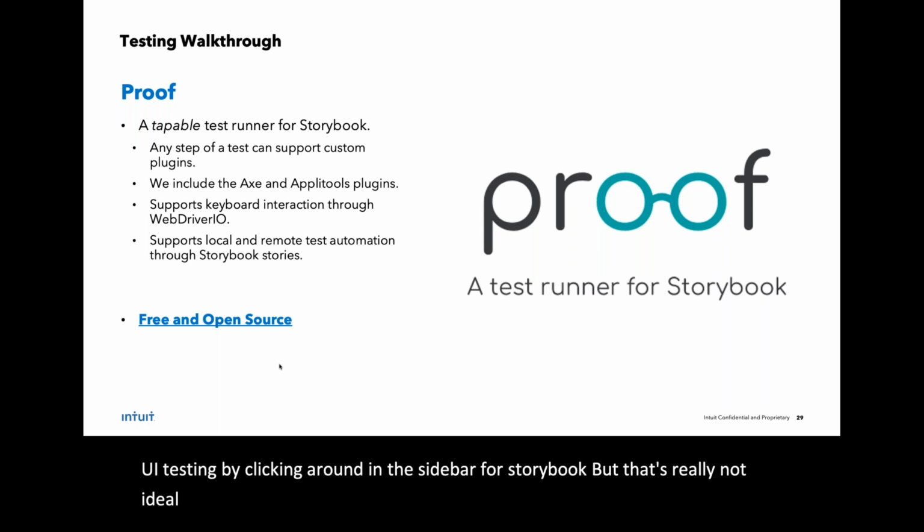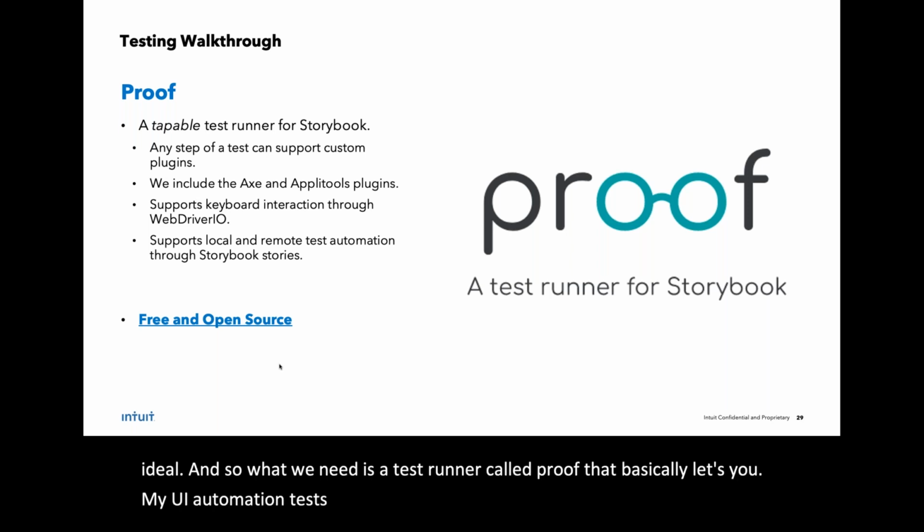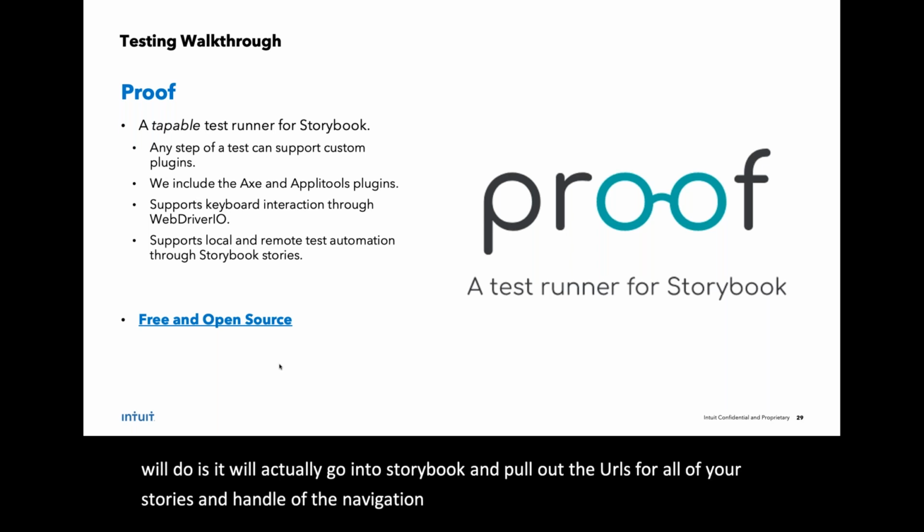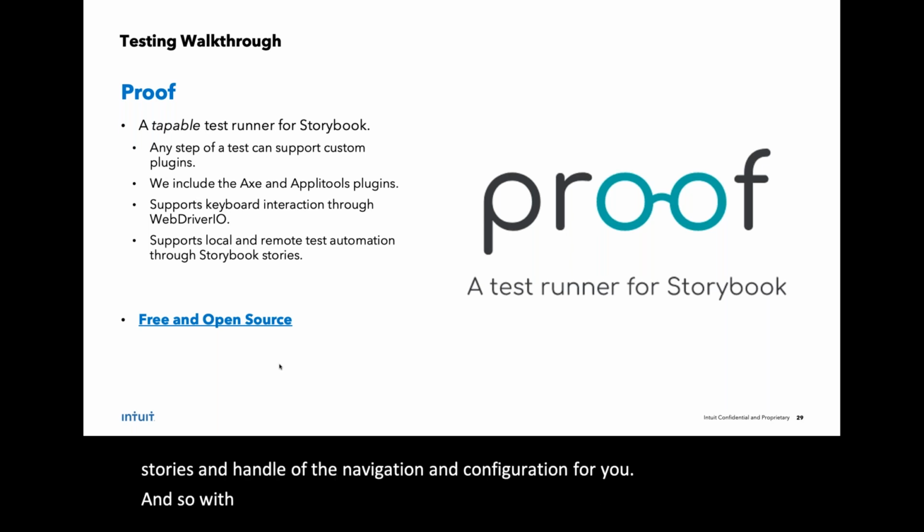And so what we made is a test runner called Proof that basically lets you write UI automation tests that target specific stories in Storybook. And so what it'll do is it will actually go into Storybook and pull out the URLs for all of your stories and handle all of the navigation and configuration for you. And so with that, you can use WebDriver IO and start automating, clicking around and interacting with the components.